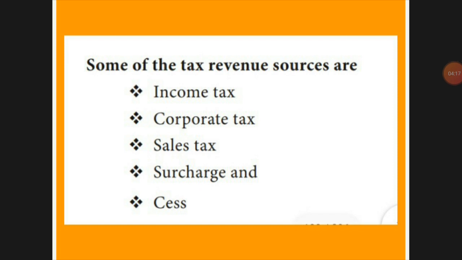Corporation tax and municipal tax: in our locality, there are municipal authorities, and we pay tax to them. Sales tax means that whenever we buy a product, the tax is added to the product price. That is a sales tax. Next, charges means additional charges we pay. For example, if we use a credit card and swipe it for a 1,000 rupee purchase, they take extra charges.